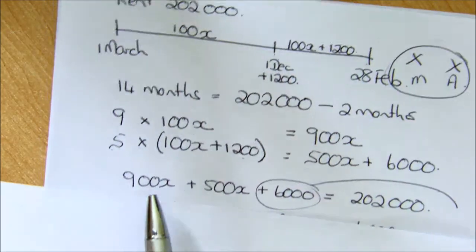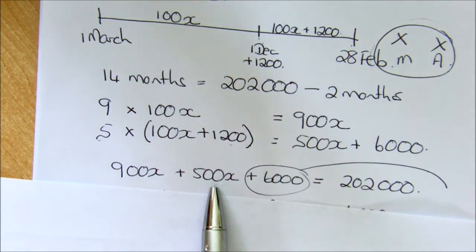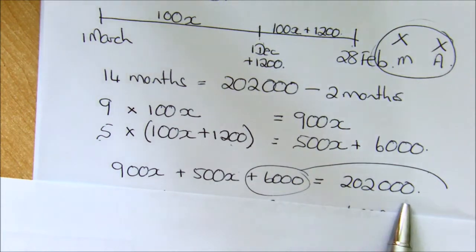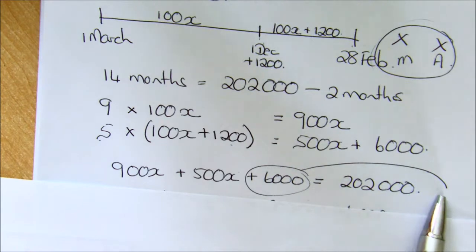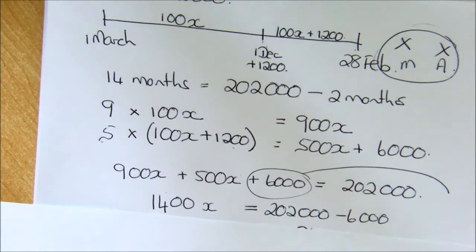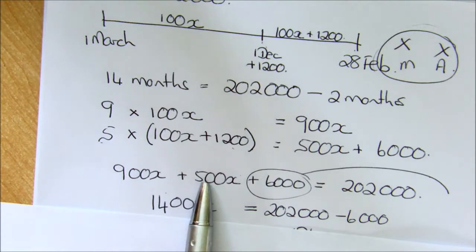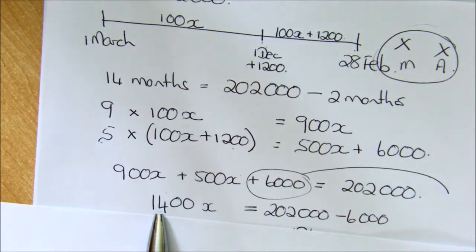So if we solve the sum, we got 900 x's plus 500 x's plus the 6,000 is equal to that. So move the 6,000 over, get rid of the increase. Let's go back to what the rent was originally. And so we come out with 1,400 x's. Remember, there was 9 months plus an extra 5. There's been too many months paid.